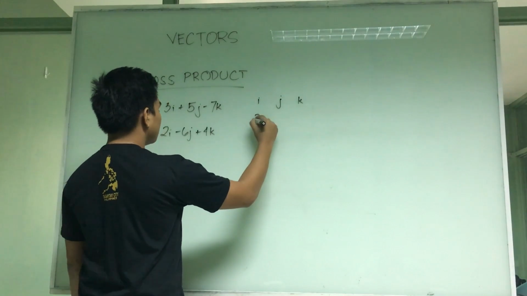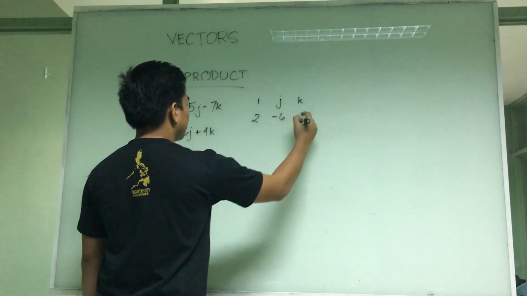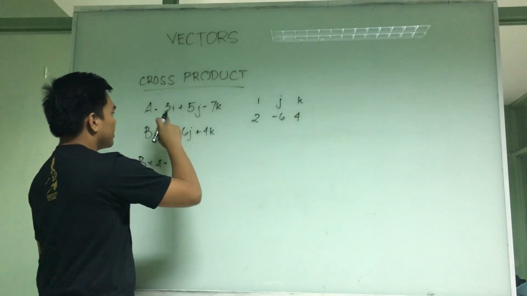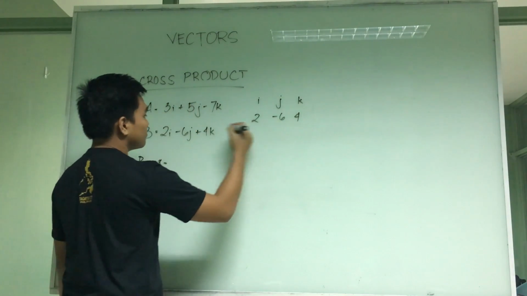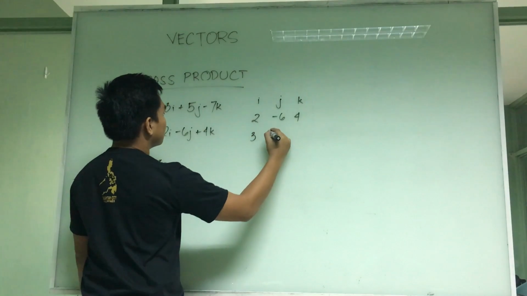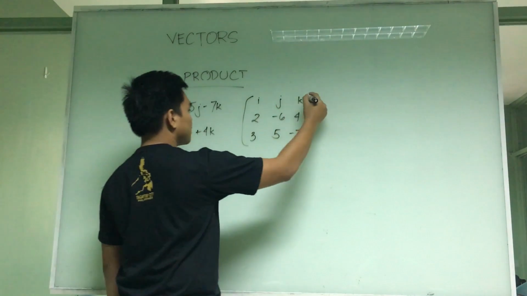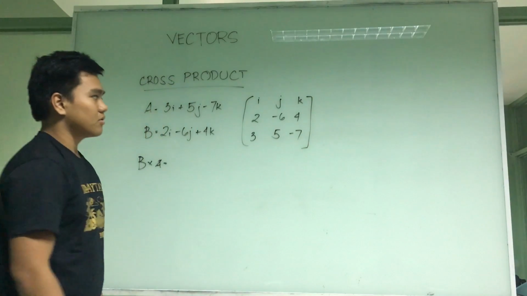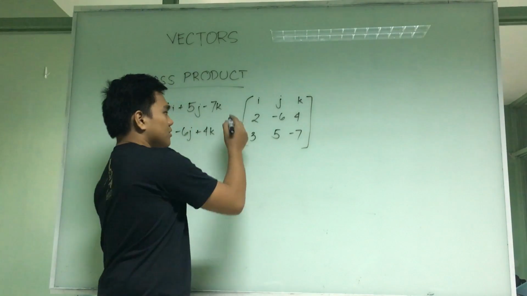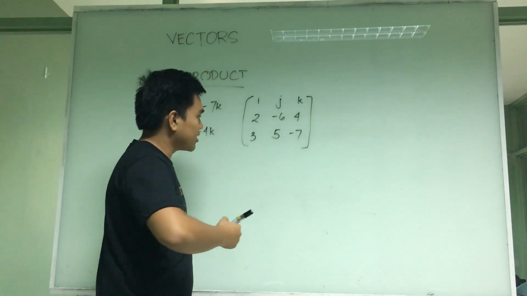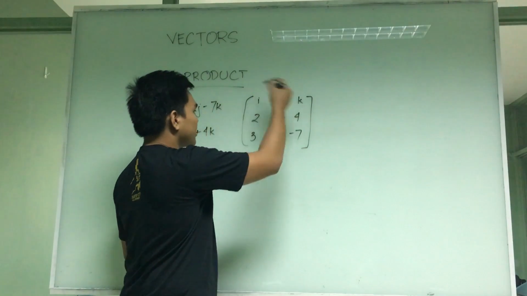So we have 2, negative 6, and 4. And A will be 3, 5, and negative 7. So this is our matrix. This is a square matrix. We'll use the basket method to find its determinant. So let's try it again.